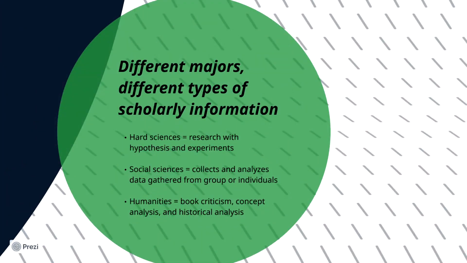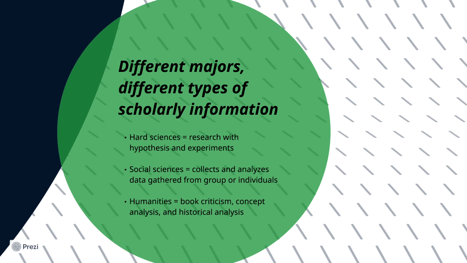The interesting thing about scholarly journal articles and scholarly information in general is that depending on your major, you're probably going to interact with different types of scholarly information. If you go into the hard sciences, for example, physics or nursing, you're probably going to read a lot of evidence-based research with hypothesis and experiments.